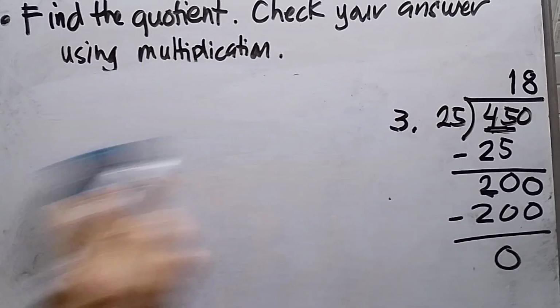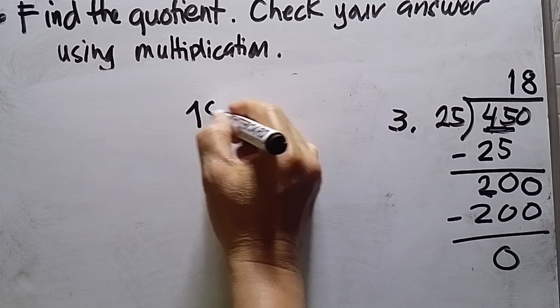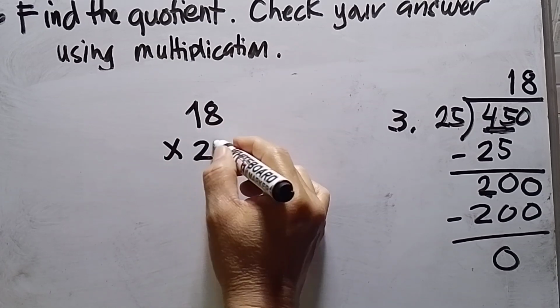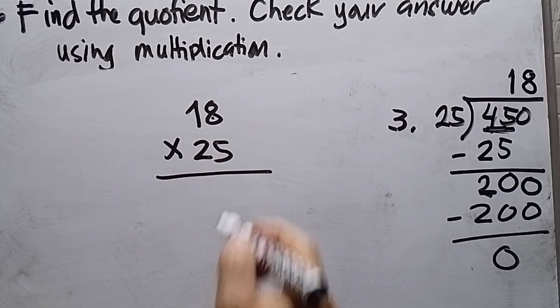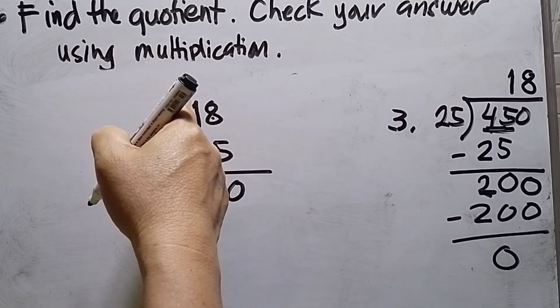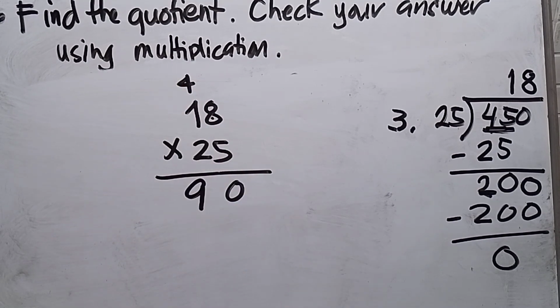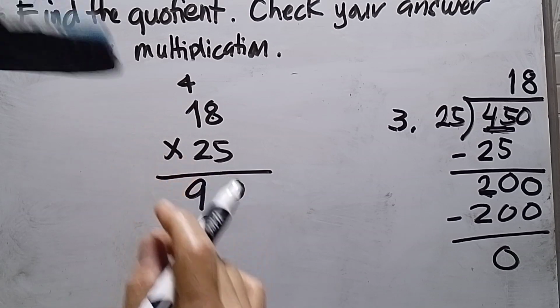Then I need to check by multiplication. So my quotient times divisor. So this will be 8 times 5 is 40. Carry 4. 1 times 5 is 5 plus 4. That is 9. 2 times 8 is 16. Carry 1.